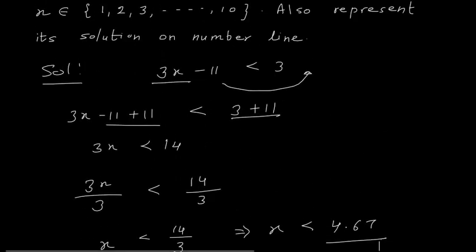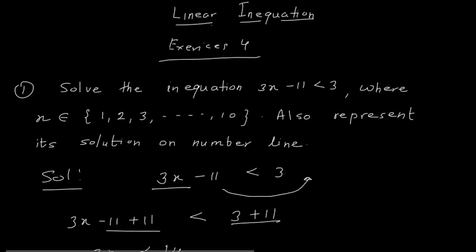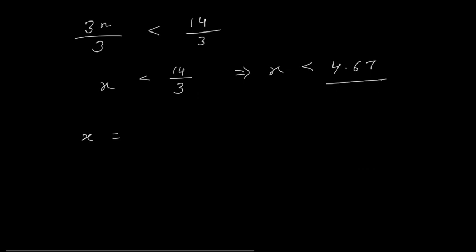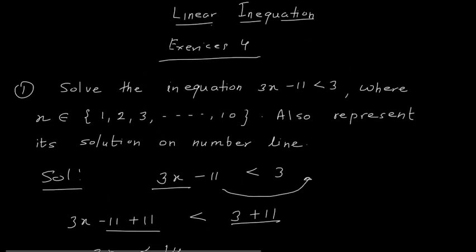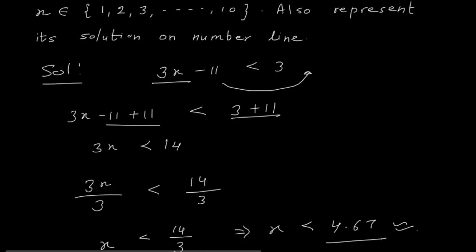And if you see, x belongs to the set 1, 2, 3 up to 10, so therefore x will be equal to 1, 2, 3 and 4, because the value of x is less than 4.67. So this we have solved, but also represent its solution on the number line.